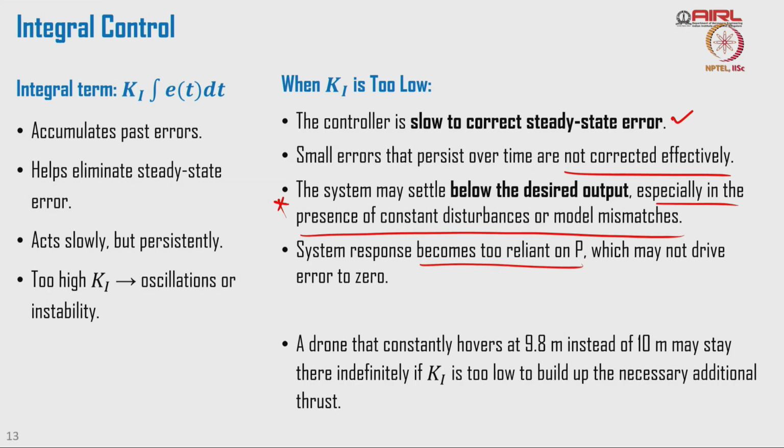Because proportional control is also to some extent responsible for getting overshoot. A drone that consistently hovers at 9.8 meter, where it should be at 10 meter, may stay there indefinitely if Ki is too low. What does that mean? That means if Ki is too low, the controller becomes slow to eliminate the error.